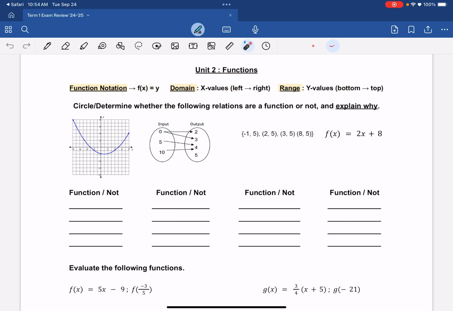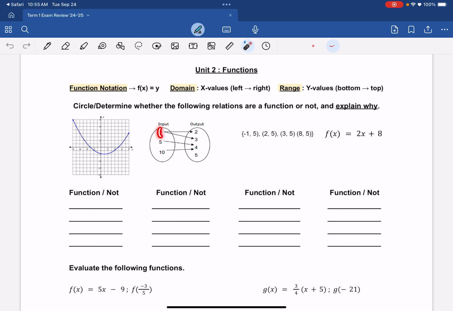Okay, so the first thing we need to know is we need to circle and determine whether or not a relation is a function or not and explain why. So your first graph is a function because it passes the vertical line test. So you would say function and then passes the vertical line test. Your second one is not a function because there's two arrows coming from an x value.